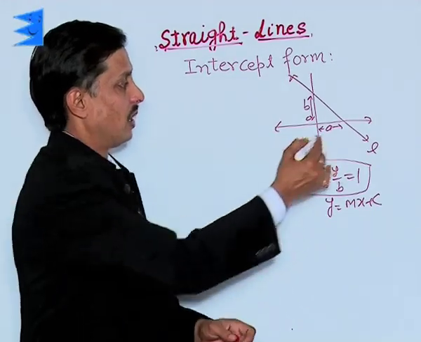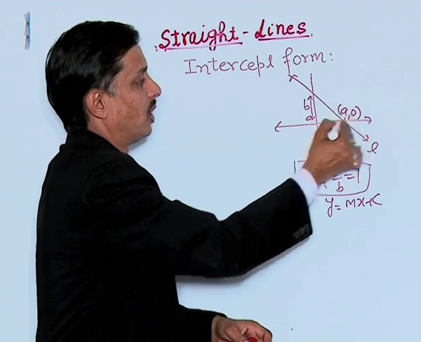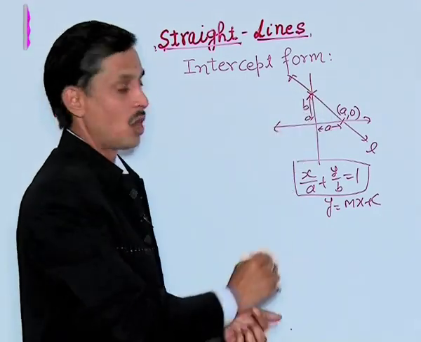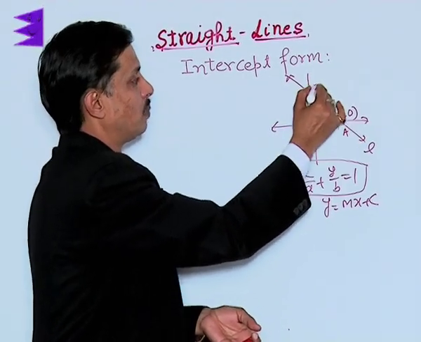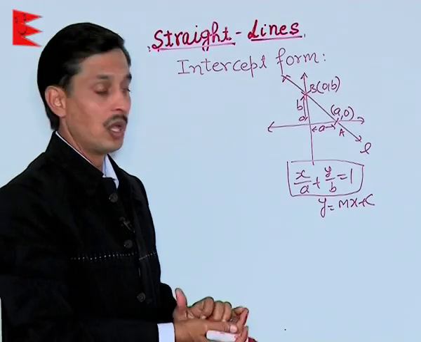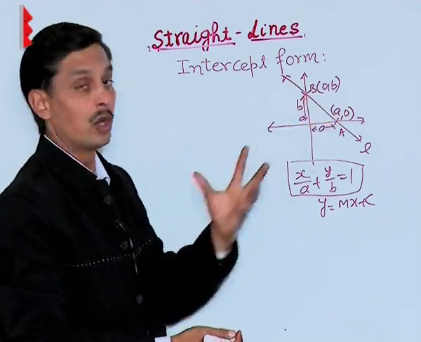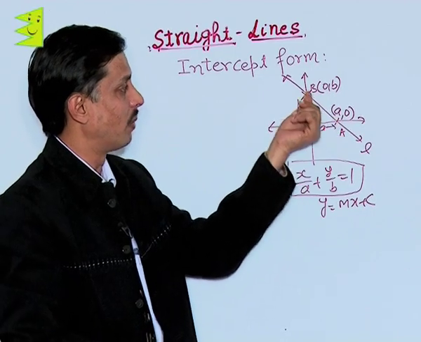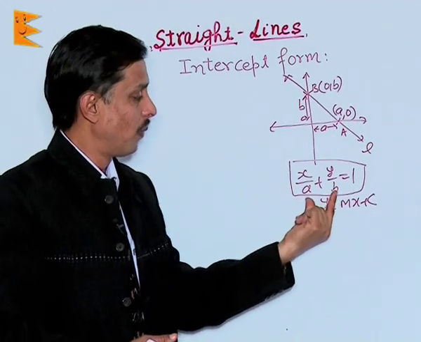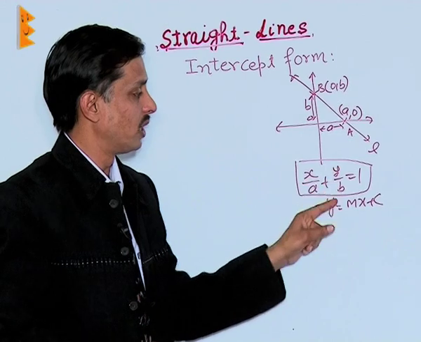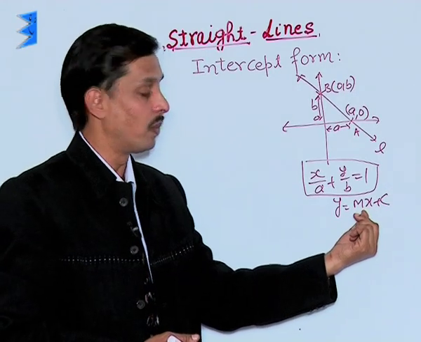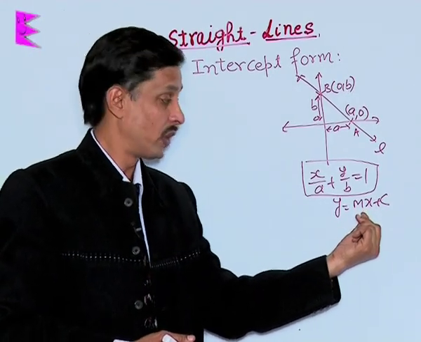If I ask you what are the coordinates of this point, a comma 0, because on the x-axis y is always 0. Say this is a, this is b. What are the coordinates of this point? Coordinates will be 0 comma b, because on the y-axis x is always 0. So ultimately you can relate it is a kind of two-point form, because the coordinates of one point are given, and the coordinates of the other point are given. So even if you apply the two-point form, you will find the answer will be x upon a plus y upon b is equal to 1. And this is not intercept form, this is slope intercept form, the first form.